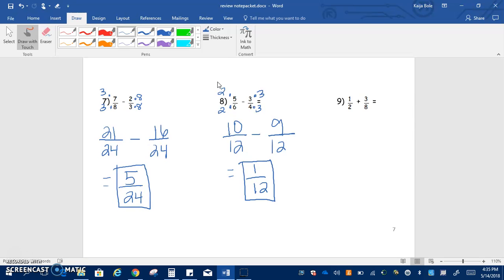Alright, and then the last one on this page, we have 1/2 plus 3/8. So this one's a little easier for us to see. We're going to make both of these be 8ths. So we don't have to change the second one at all, just the first one. How do we get from 2 to 8? We multiply by 4. 4 times 1 gives us 4, so we have 4 plus 3 gives us 7/8.